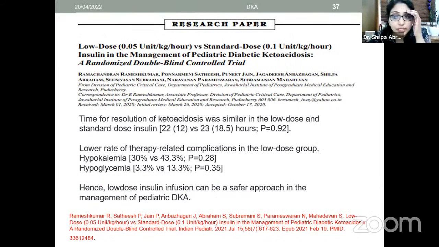So this was a study we did in JIPMER, a trial of low dose versus standard dose, that is 0.05 versus 0.1, and we found that low dose insulin, that is 0.05, is a safer approach because the time of resolution of DKA was similar between the two groups, but the complications like hypokalemia and hypoglycemia were much lower with the low dose. So as a standard practice, we use only low dose insulin right now.